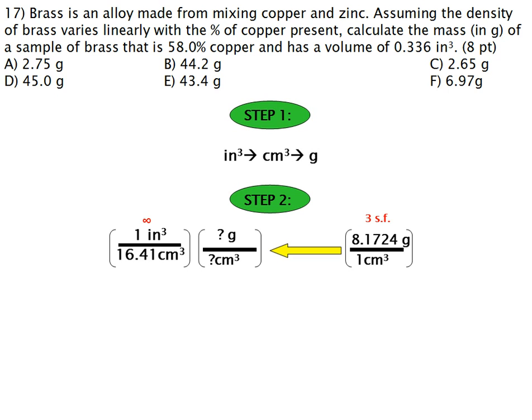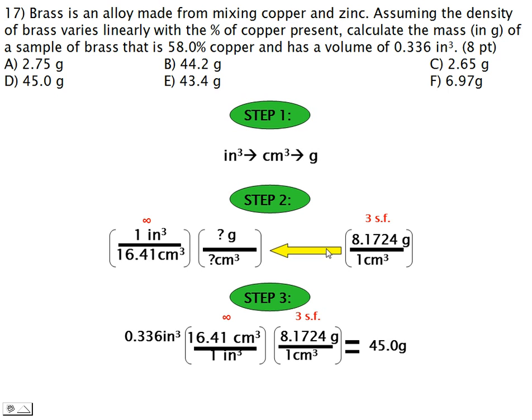And originally, we did not know how to go from centimeters cubed into grams. We did not have a conversion factor for that, but we just solved for it. And that quantity has 3 significant figures, and is 1 centimeter cubed is equal to 8.1724 grams. Step 3. Start with 0.336 inches cubed and use the flowchart to help you get into grams. And we notice that our units cancel out, inches cancel out, centimeters cancel out, and we're left with grams, and our answer is 45.0 grams, and that is the letter D.